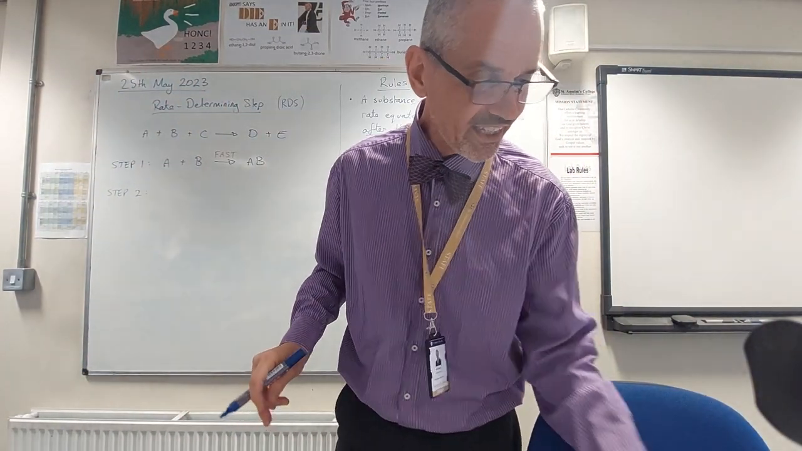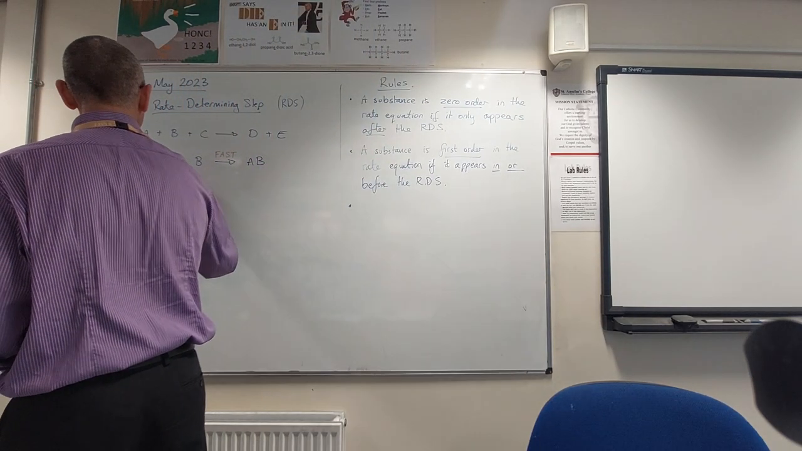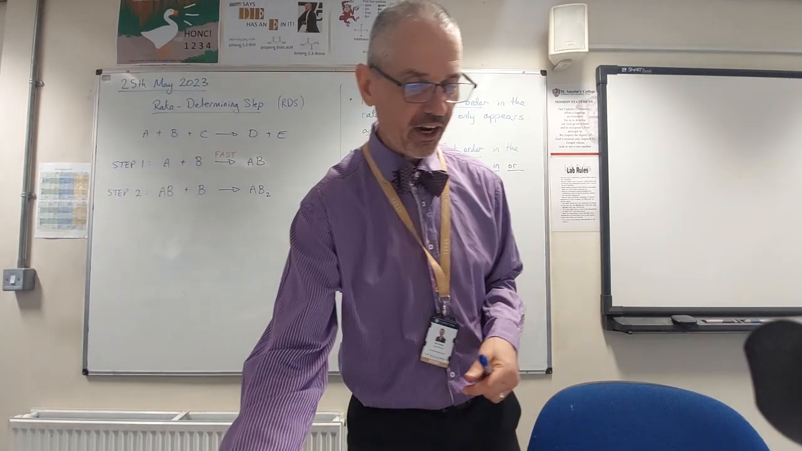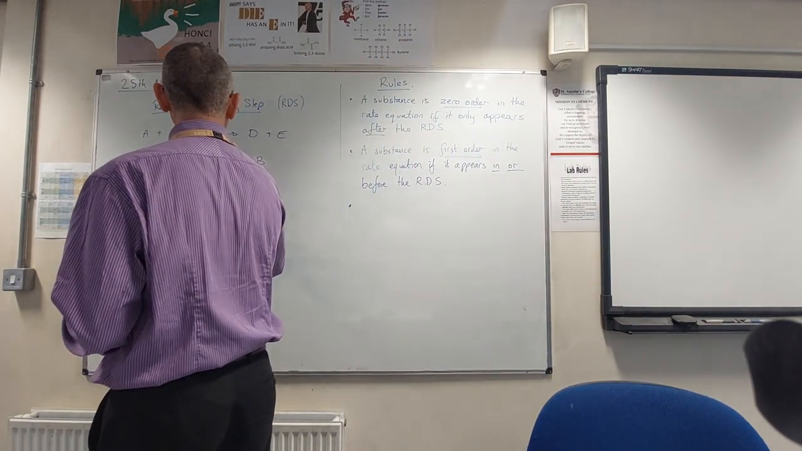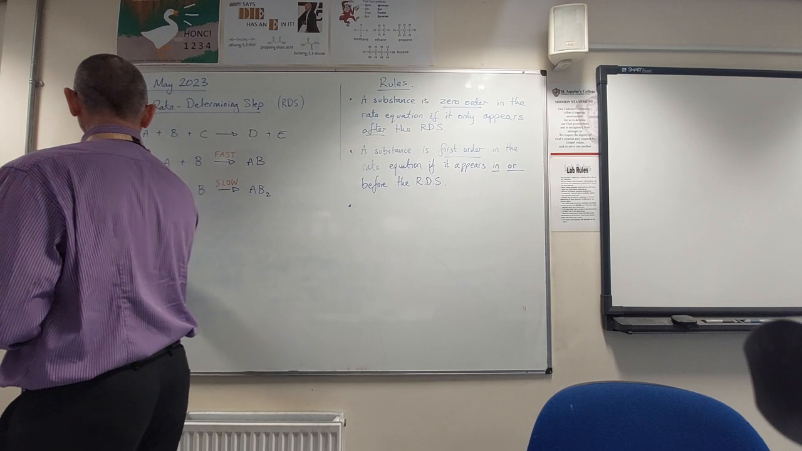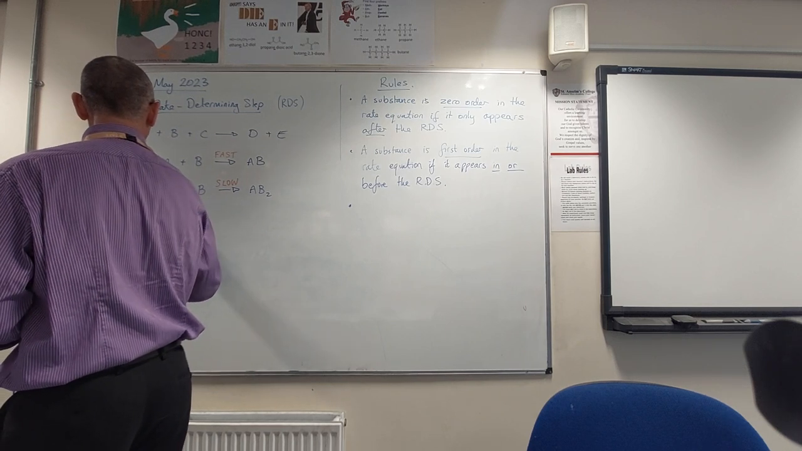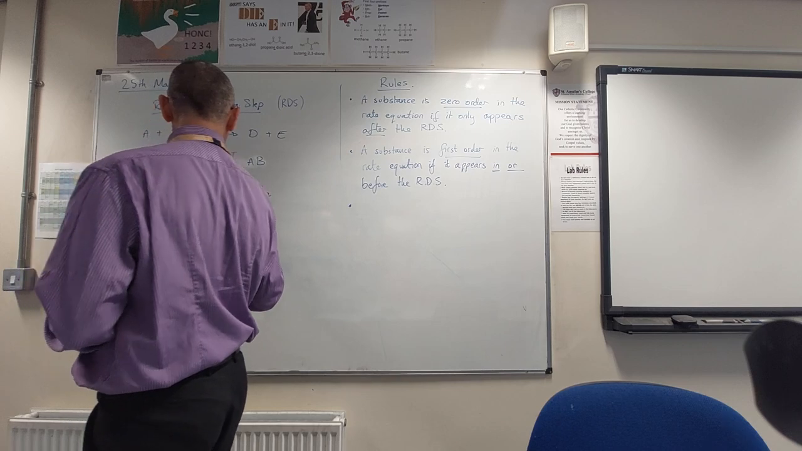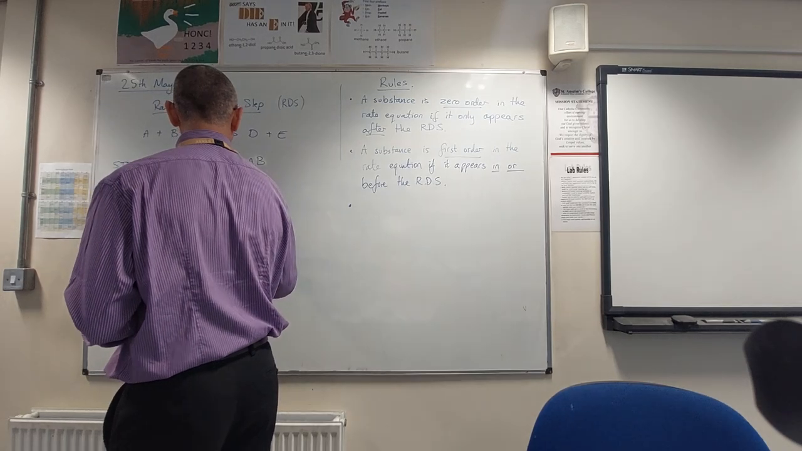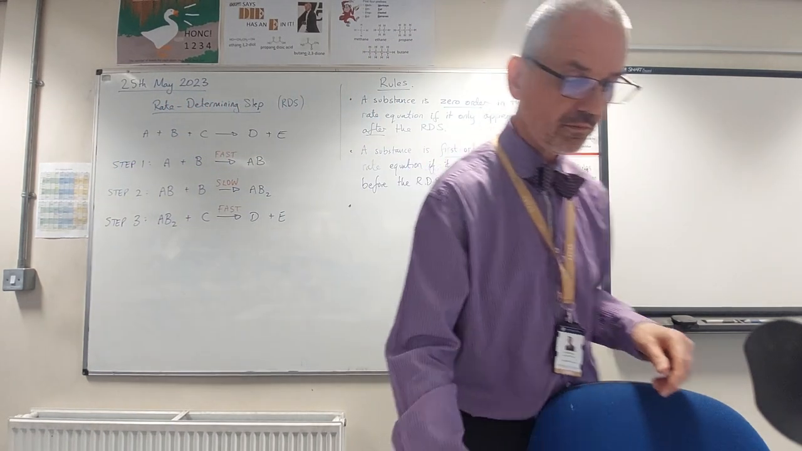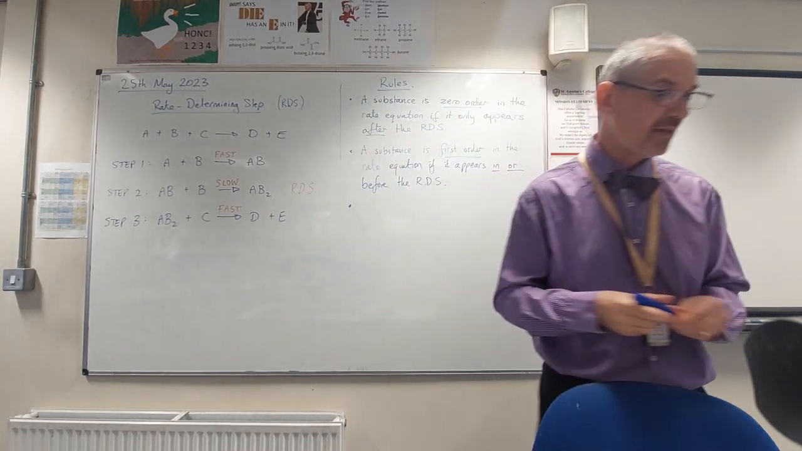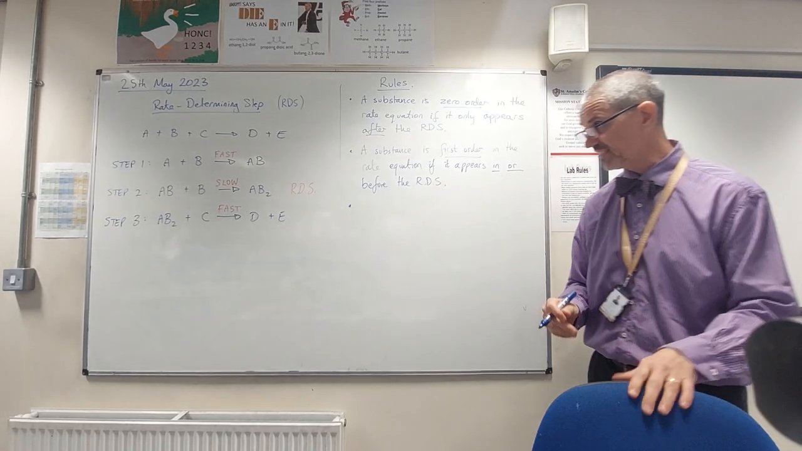Anyway, sorry. In step two, AB reacts with another B to make another intermediate. We'll call that AB2. Yeah, I know. And then in step three, that AB2 reacts with C, and that makes D and E, and that step is fast as well. So do you say that step two would be the rate determining? Step two is the rate determining step. The slowest step in a reaction is always the rate determining step.